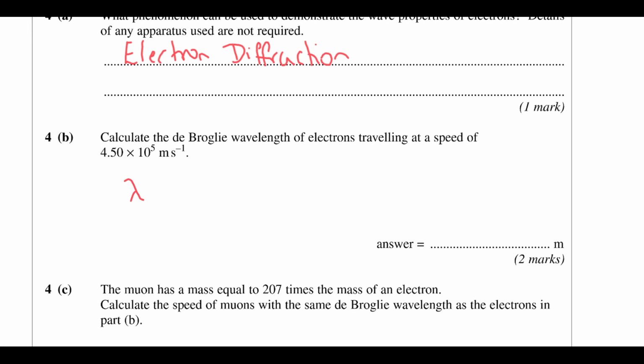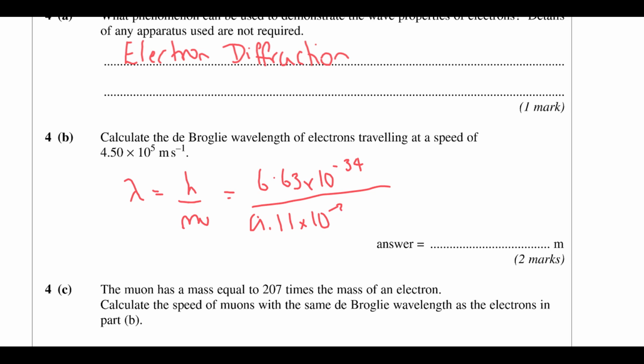Okay, so we want the wavelength of a particle with this speed, and it's an electron, so we can look up its mass in the formula sheet. So this is the equation we want. So it's going to be 6.63 times 10 to the minus 34, divided by, when we look it up, 9.11 times 10 to the minus 31, times 4.50 times 10 to the 5. We put all that together and we will get an answer.